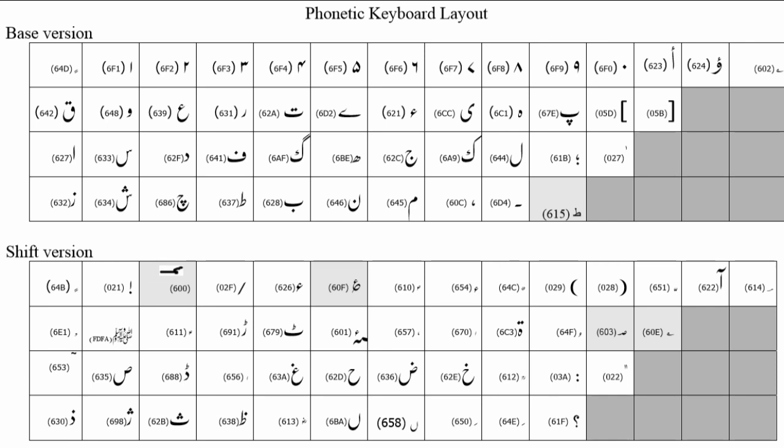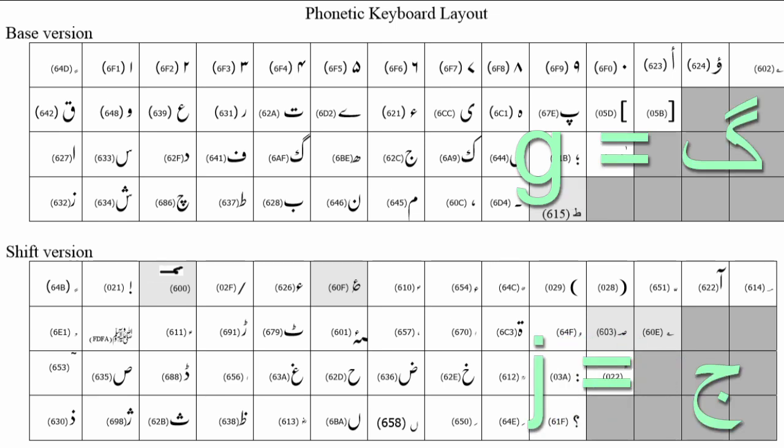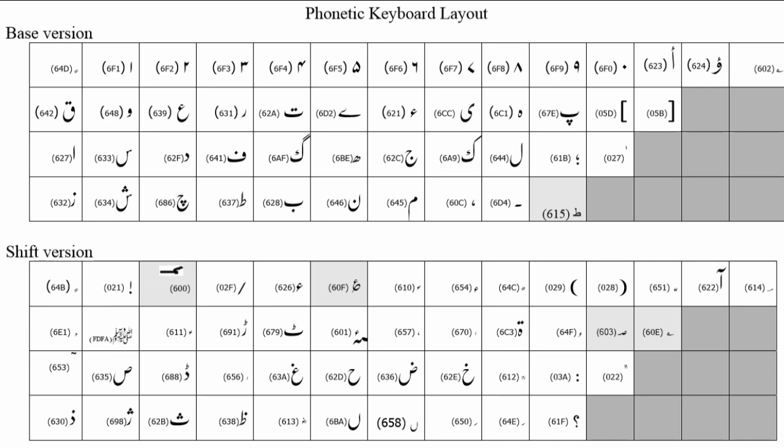Imagine this is your keyboard. The base version is when you're writing normally in lowercase. If you type G, your computer is going to write Gaf. If you type J, your computer is going to write Jim. If you write in uppercase, in capitals, and type capital G, your computer is going to write Ghain. If you type capital J, your computer is going to write Zwad. This way you can write all the different letters of the Urdu alphabet.